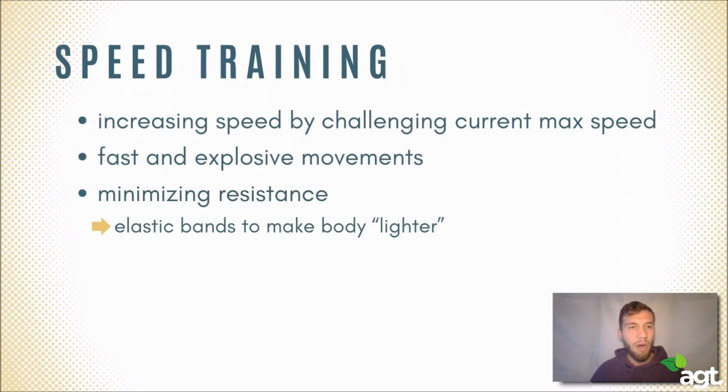One of the best ways of training our maximal speed is by minimizing the resistance. We can do that by using elastic bands that make the body lighter, so they kind of support our body and therefore reduce the body weight. That way we can train for maximal contraction velocity and train our nervous system for the highest possible speed without being too dependent on our body weight. So we're eliminating those high resisting forces from our body weight in order to get our maximal velocity output.